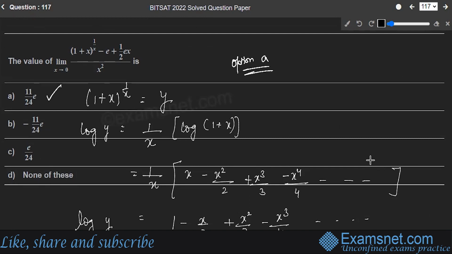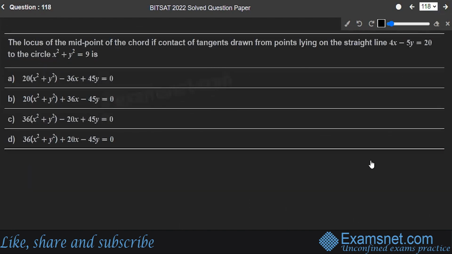Hope you understood this. Let's move to the next question, number 118. The locus of the midpoint of the chord of contact of tangents drawn from the points lying on the straight line this to this circle is. So let's say P is that point, which is given by, if this is equal to T, let's say this is equal to T. If I'm putting X is equal to T, then Y is equal to, wait.